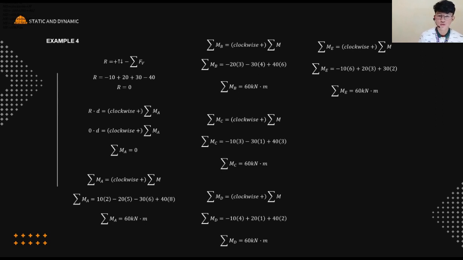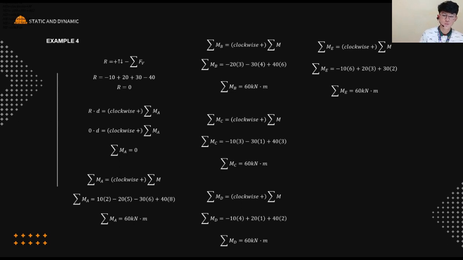And then using the formula R times D equals the summation of moment A. Kung mapapansin natin, yung resultant natin is 0. So, substitute lang natin to sa formula. So, 0 times D equals summation of moment A. So, dahil 0 nga yung resultant natin, magiging 0 yung sa left side. So, ang makukuha natin is summation of moment A is equal to 0. And then, para makuha naman natin lahat ng moment sa bawat point, isa-isahin natin ito.